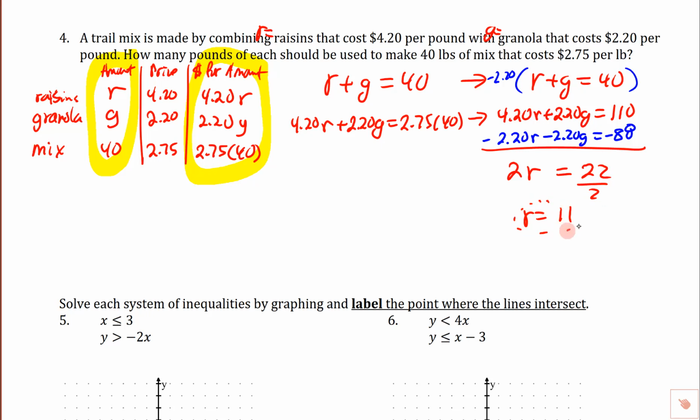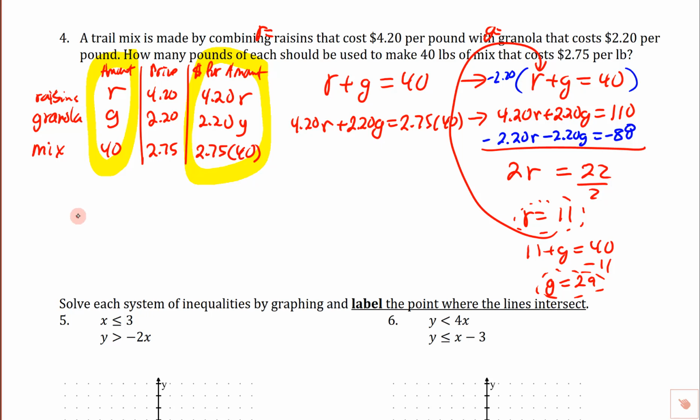So we know what r is, and we're going to take this and plug it back in right there. So we end up with 11 plus g is equal to 40. So we'll subtract 11 and we get g is equal to 29. So we've got our two answers right there. And remember, R stands for raisins, G stands for granola.